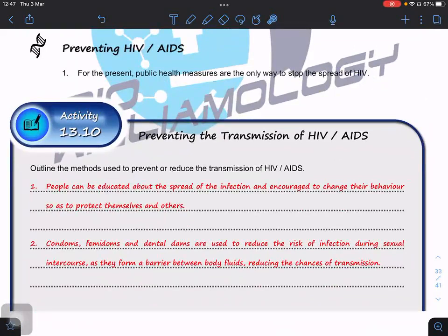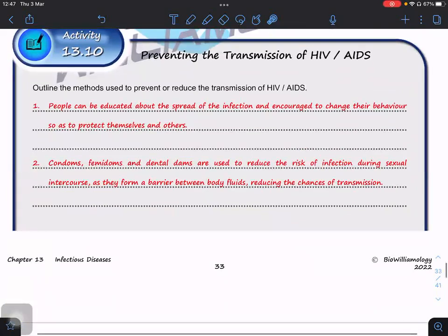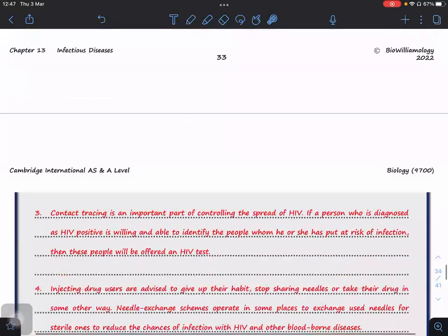People can be educated about the spread of the infection and encouraged to change their behavior so that they protect themselves and others. So during sexual intercourse, condoms, femidams and dentadams are used to reduce the risk of infection. The femidam is the condom for females, and the dentadam is for oral sex. They form a barrier between the body fluids, reducing the chance of transmission.